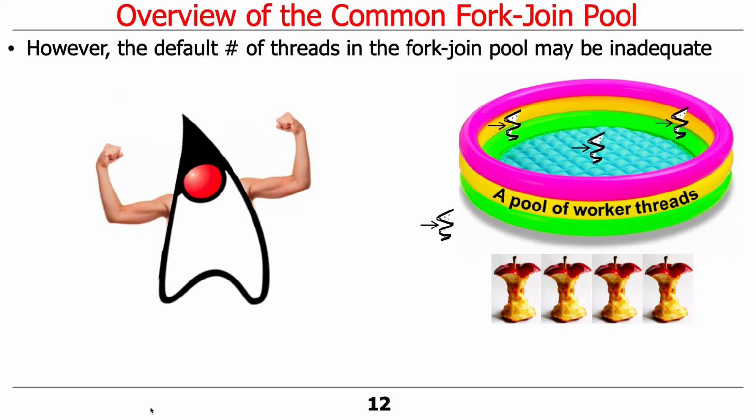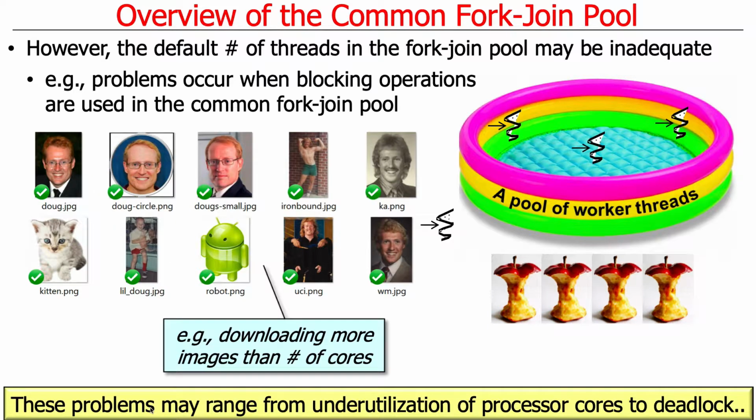However, as we've talked about before, and we'll go into more detail now, the default number of threads in the ForkJoin pool may be inadequate, may not work for what you need. And the problems occur when you have blocking operations, like for I/O, with threads in the common ForkJoin pool. A simple example: let's say we have 4 threads or whatever.